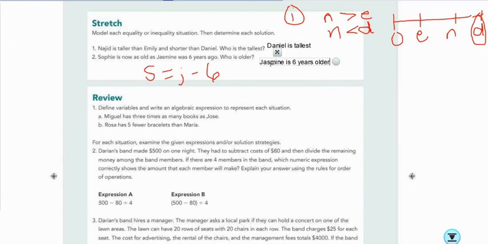Next one, it has some review. It says define variables and then write an expression. So Miguel has 3 times as many books as Jose. So Miguel equals 3 times Jose's books.